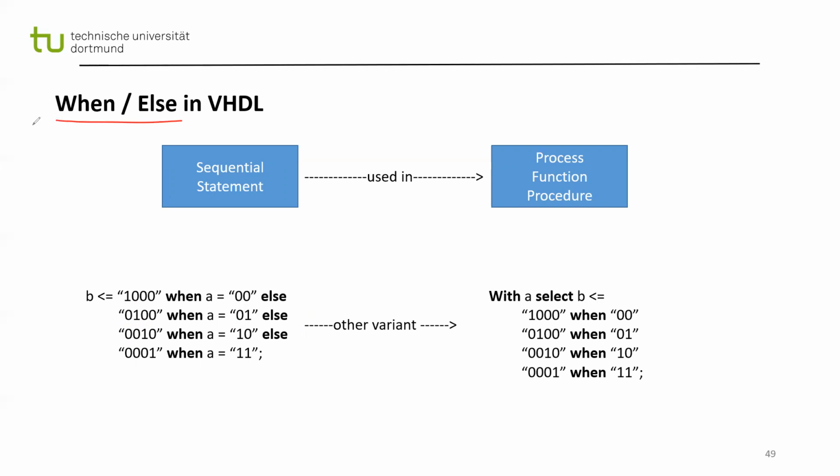Another variant of the when else statement is what is shown on the right side of the screen. So we say, using the keywords with A select B. So basically B takes the value of 1000 when A is 00. B takes the value of 0100 when A is 01. And B takes the value of 0010 when A is 10. And finally, the same exact thing for the last statement.